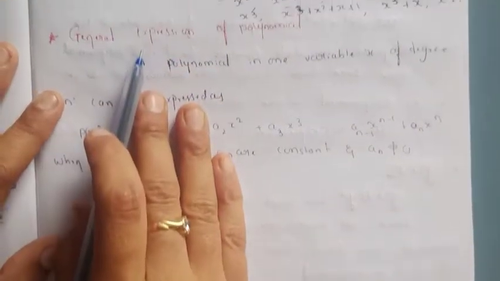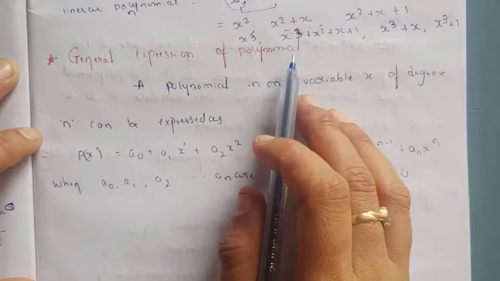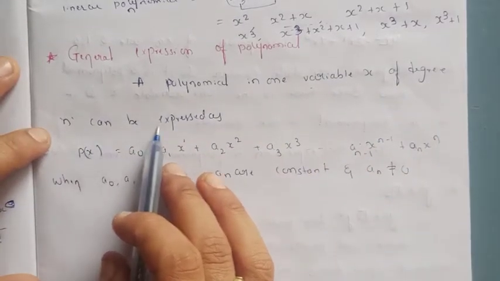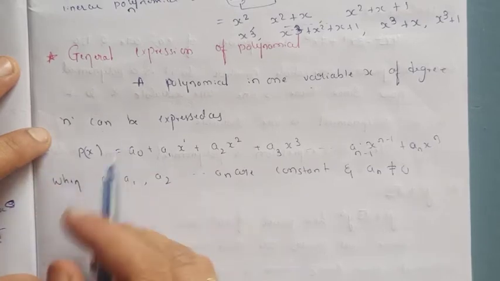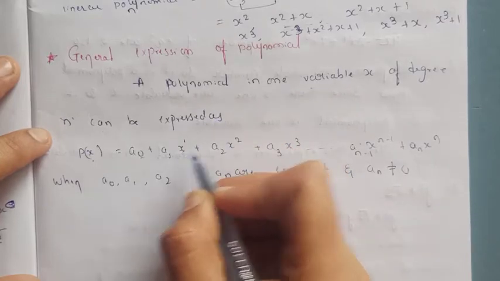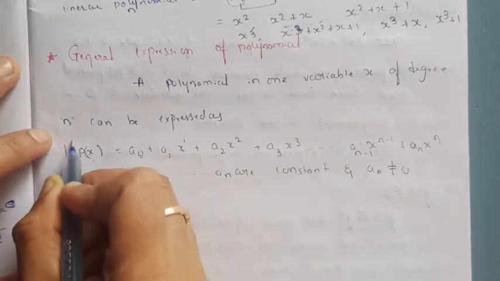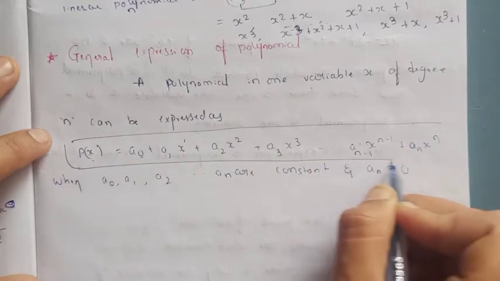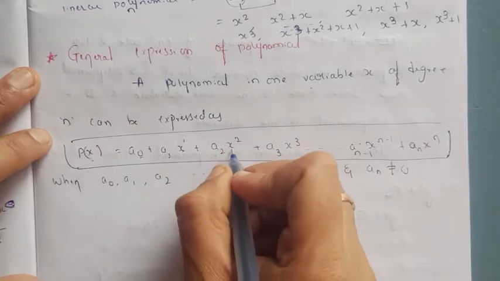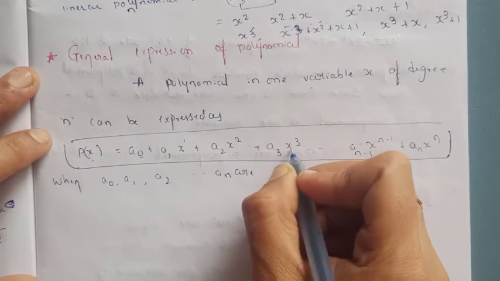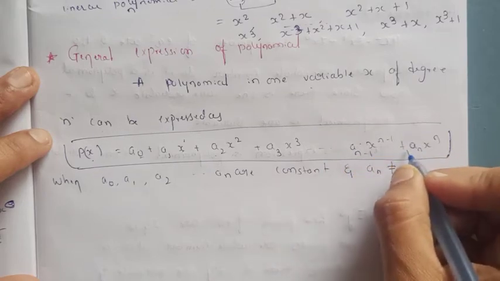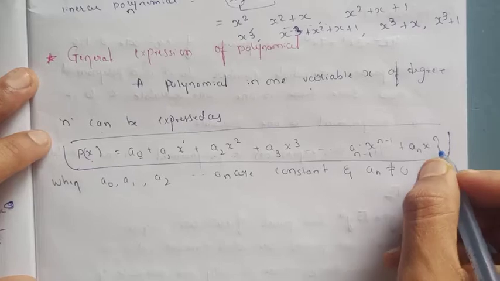Next, the general form, the general expression for a polynomial. A polynomial in one variable x of degree n can be expressed as p of x equals a0 plus a1 x raised to 1 plus a2 x square plus a3 x cube, and so on, a(n minus 1) x raised to n minus 1 plus an x raised to n. This is the general expression for a polynomial.